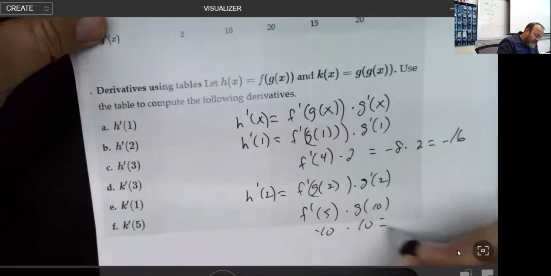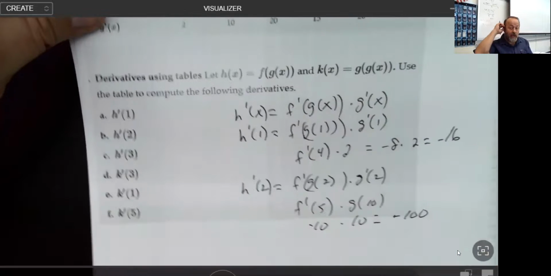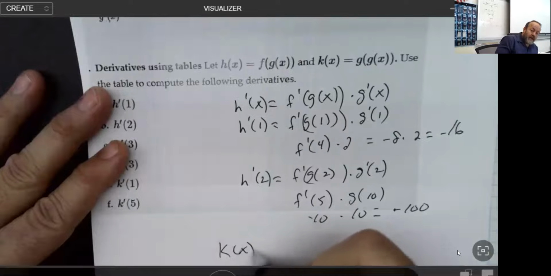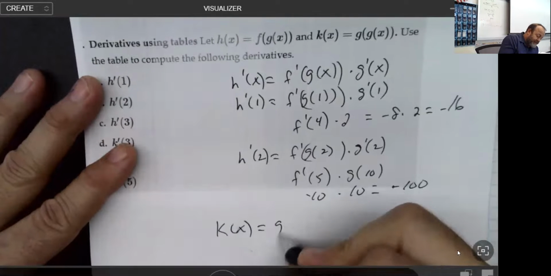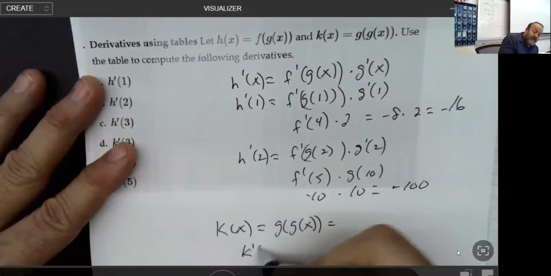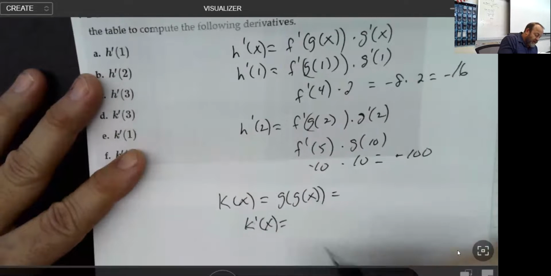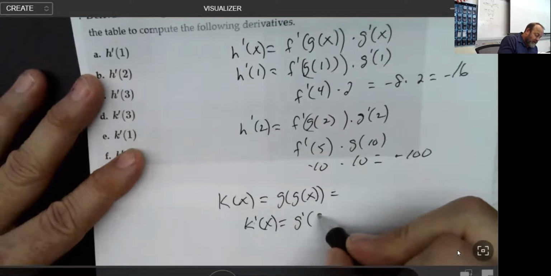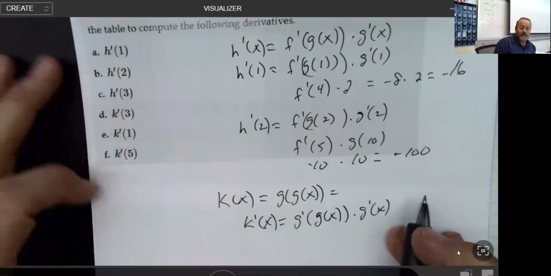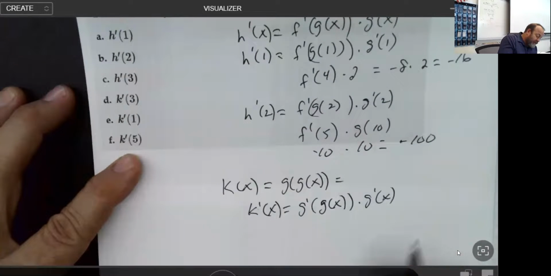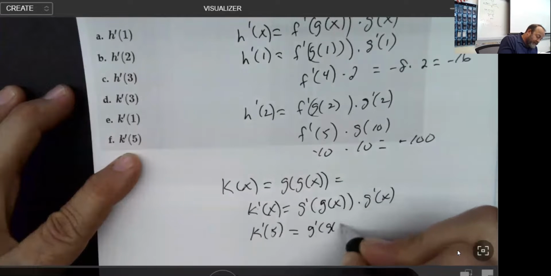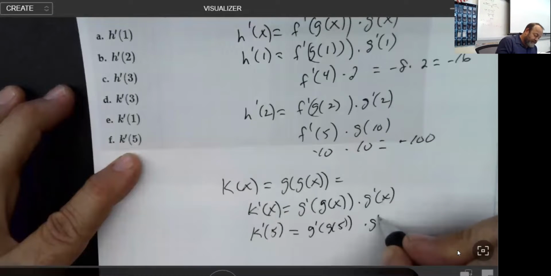Now, for the sake of not being too long, and I also may have some students that want some help, let's take a look at k. K says it is g of g. Well, the rule that I just went over says the derivative of k is the derivative of the outer function g multiplied by the derivative of the inner function. And so if we were going to find k prime of 5, I'm going to do g prime of g of 5 times g prime of 5.